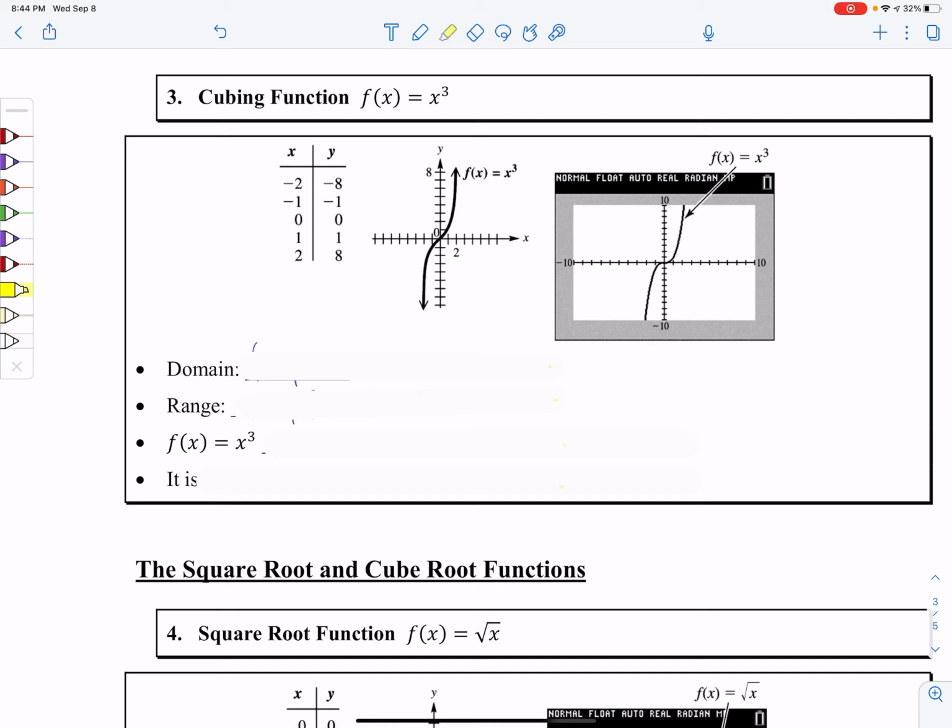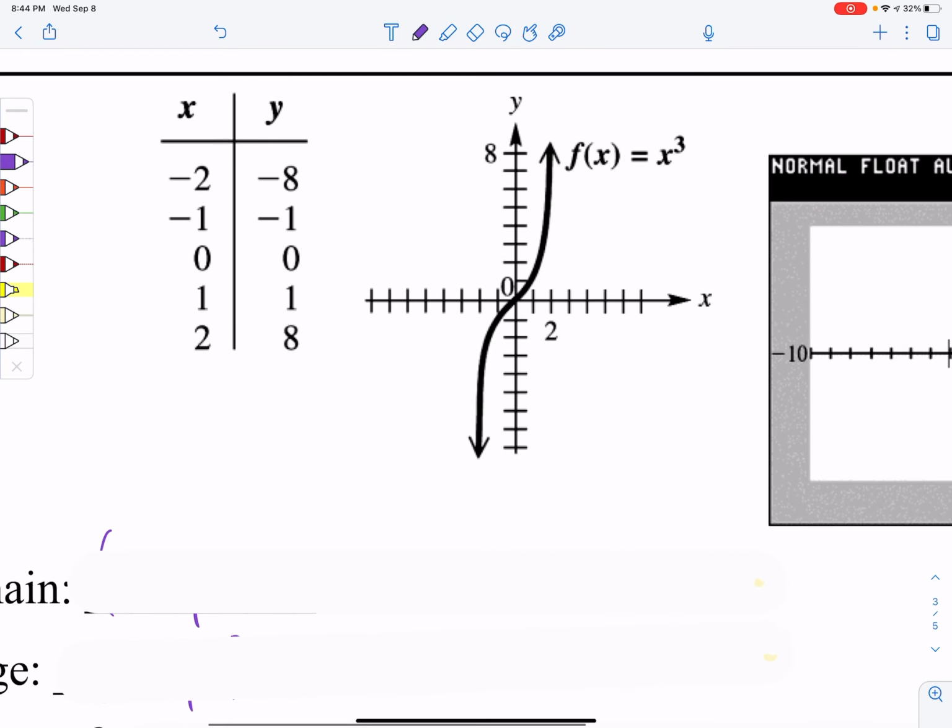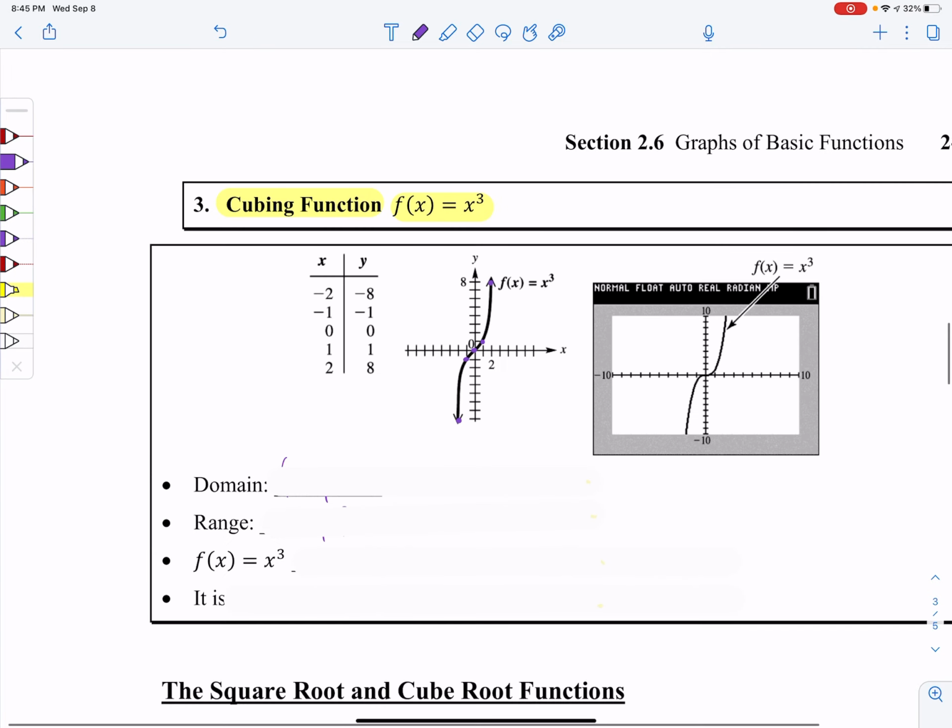Parent number 3 is the cubing function. Its equation is going to be y equals x cubed. Again, notice that on our graph here, we've got a special point 0, 0, 1, 1, because 1 cubed is 1. We also have negative 1, negative 1. 2 cubed is 8. Negative 2 cubed is going to be negative 8. Let's see here, 2, 4, 6. There we go. So I would call those the special coordinates on the cubing function.